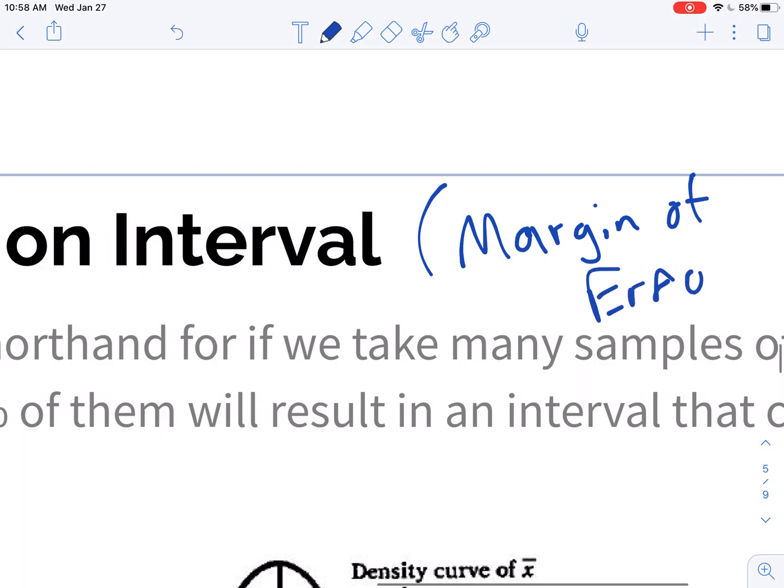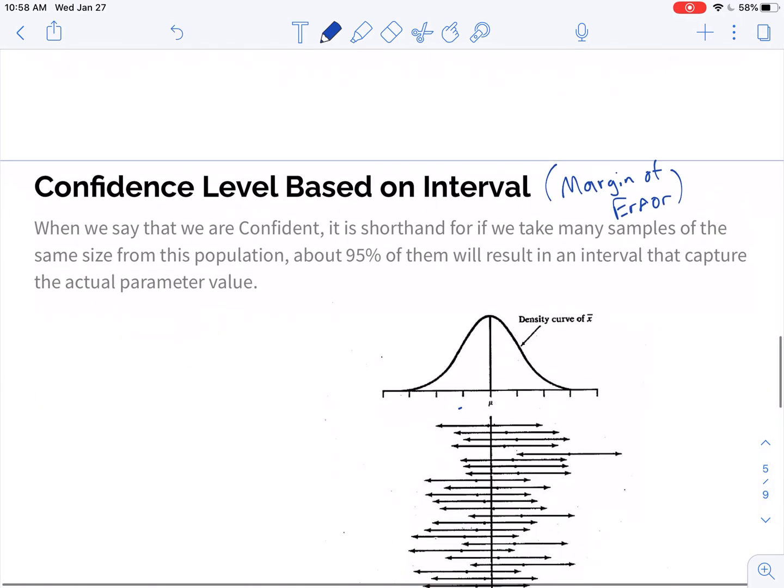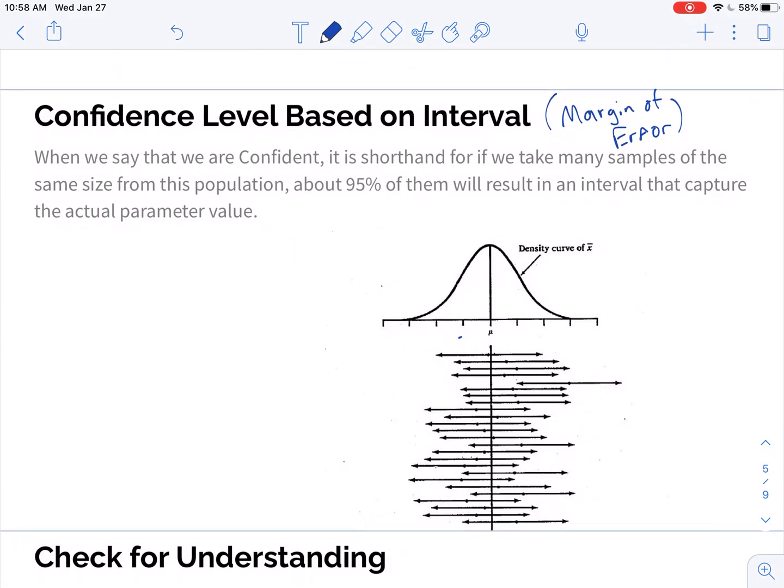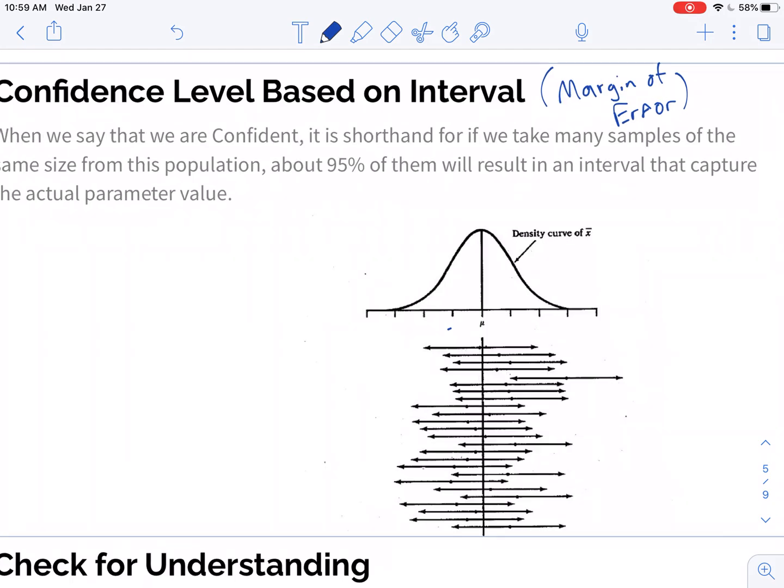So when I say that we are 95% confident about something, what that means is if I take a point estimate and add the same margin of error to both sides, in 95% of those trials, I'm going to end up with the true value that I'm looking at. So let's look here at this.